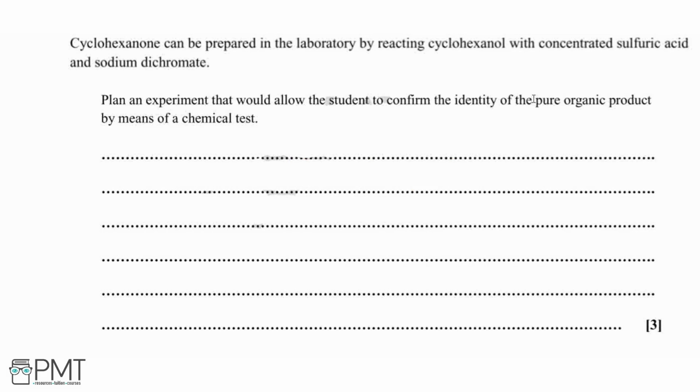For the reaction where we produce cyclohexanone from our cyclohexanol with concentrated sulfuric acid and sodium dichromate, we need to plan an experiment that would allow the student to confirm the identity of our pure organic product, and we need to do this by means of a chemical test. So our organic product here is going to be the cyclohexanone, and what we know about this compound is this ends in ONE, which means that it's going to be a ketone, which was produced by the oxidation of our cyclohexanol.